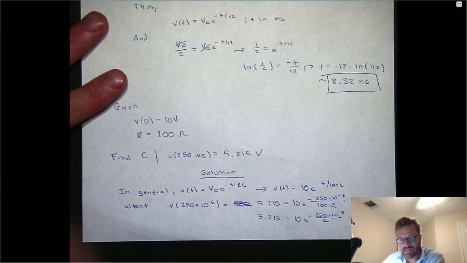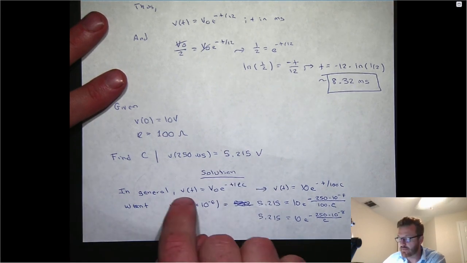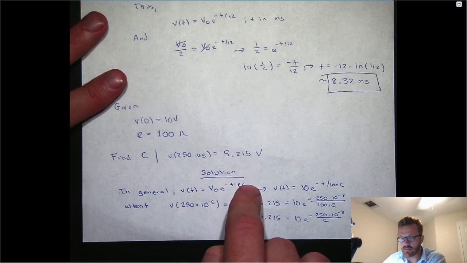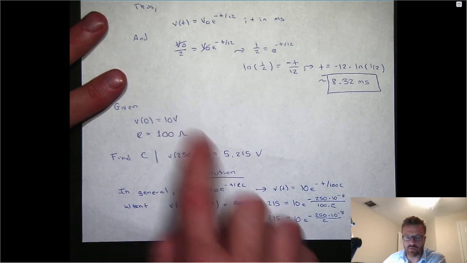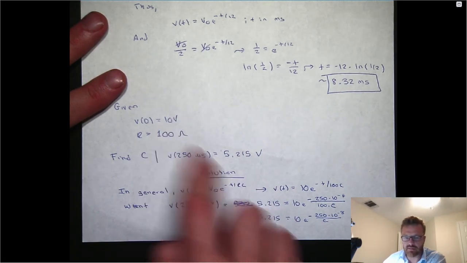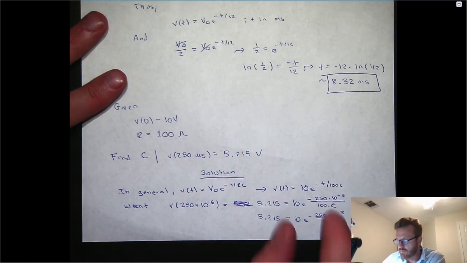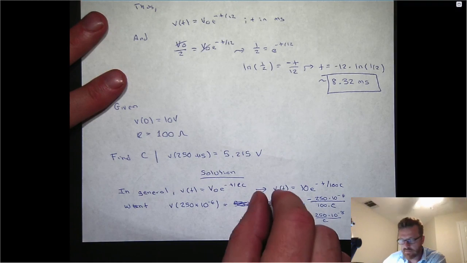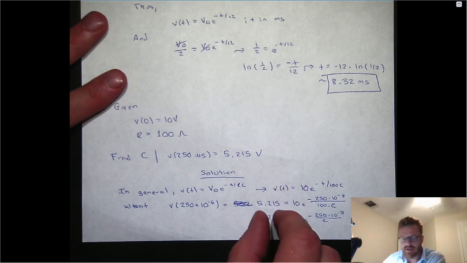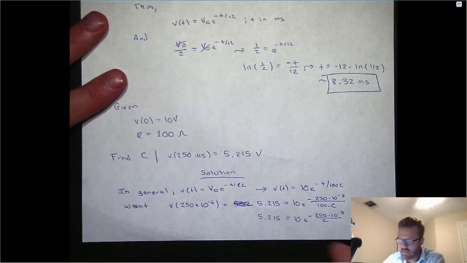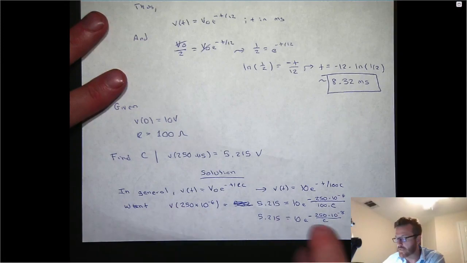So remember, in general, for any source-free RC circuit, V of t equals V naught e to the minus t over RC. What do we know? We know the initial voltage is 10 volts. We know the resistor value is 100. So if we plug those things in, what we're looking for is the value of time such that V of t equals 5.215. So it's going to be the same thing as the last problem. It's just basically manipulating your exponential expressions to solve for this t.